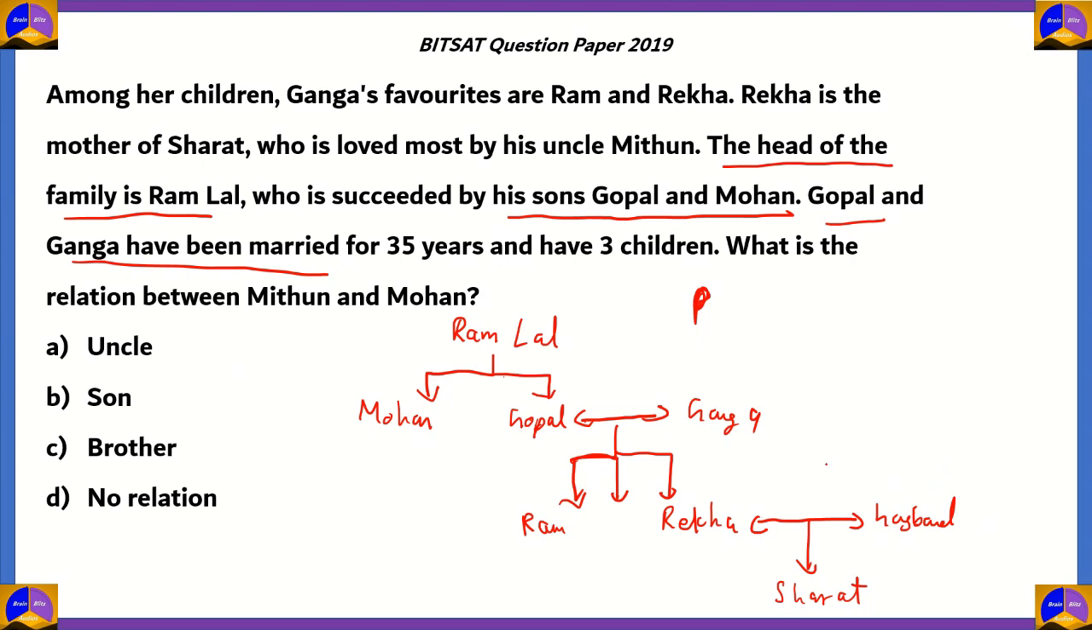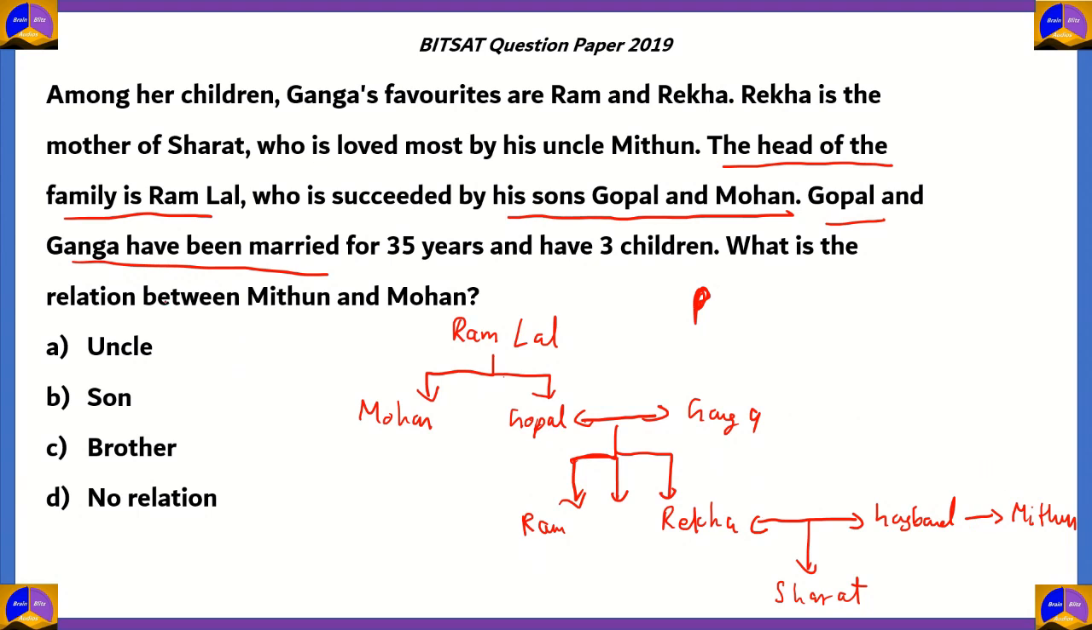Now, the catch is that Mithun is not given to be Rekha's brother. Rekha's brother is known as Ram. There is a third sibling, but we do not know the name of that particular sibling. So we cannot associate Mithun as Rekha's brother. But if that union is not possible and still Mithun is Sharat's uncle, then we can say that the husband of Rekha has a brother whose name is Mithun. So this is our family tree.